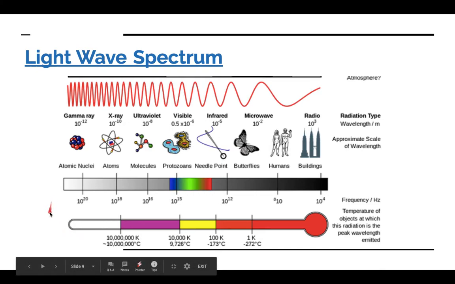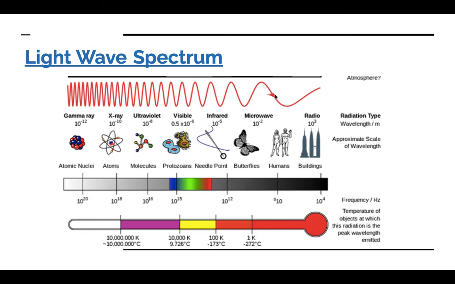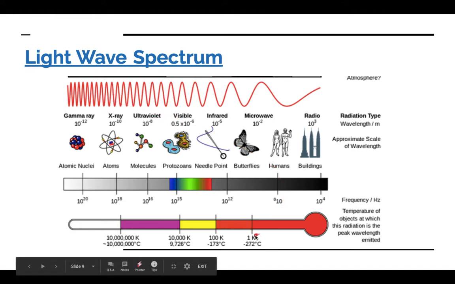And just for reference, you don't need to know any of this, but here's the light wave spectrum. Longer wavelengths correspond to red, shorter wavelengths correspond to blue. We can see that the wavelengths also correspond to temperatures as well. We'll take a look at this when we get to quantum theory.